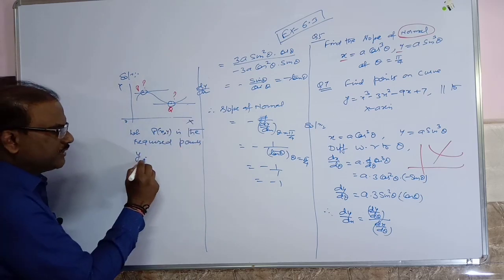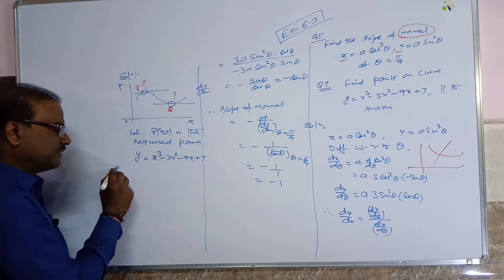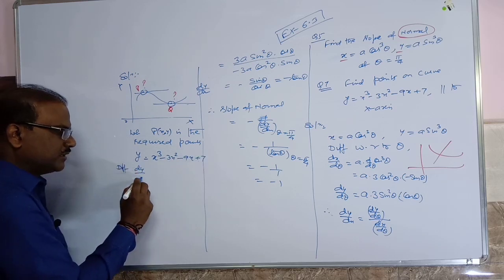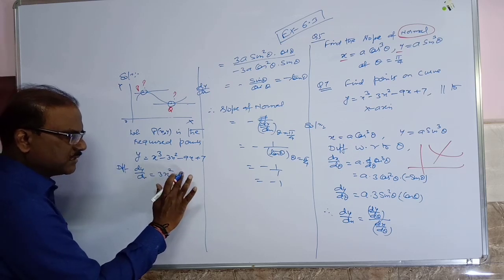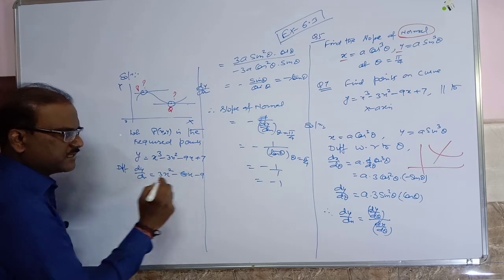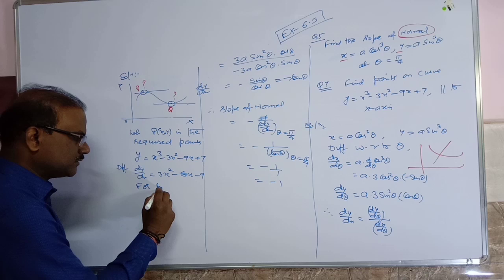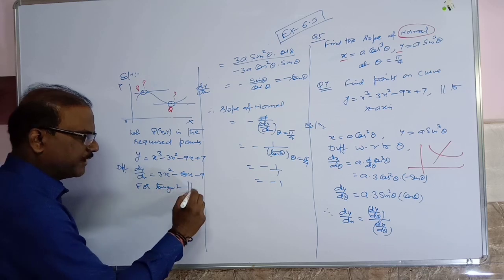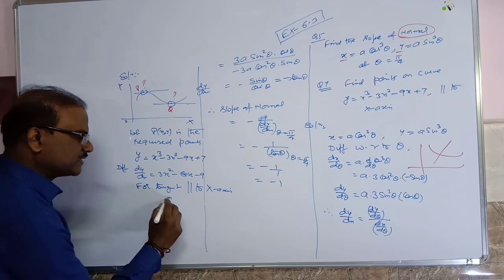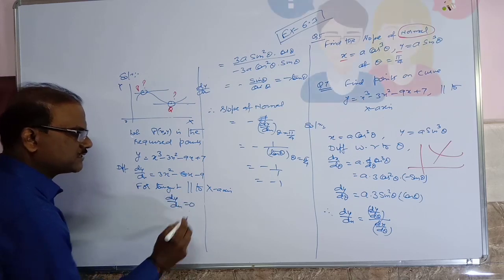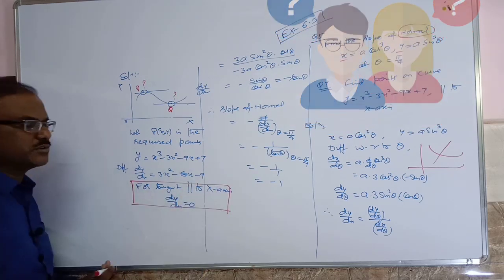So the curve is given to you: x cube minus 3x square minus 9x plus 7. अब हम differentiate करेंगे, dy by dx. Here we have 3x square minus 6x of course and minus 9. We will say that for tangent parallel to x-axis, dy by dx must be equal to 0. This is the concept we are going to use here.